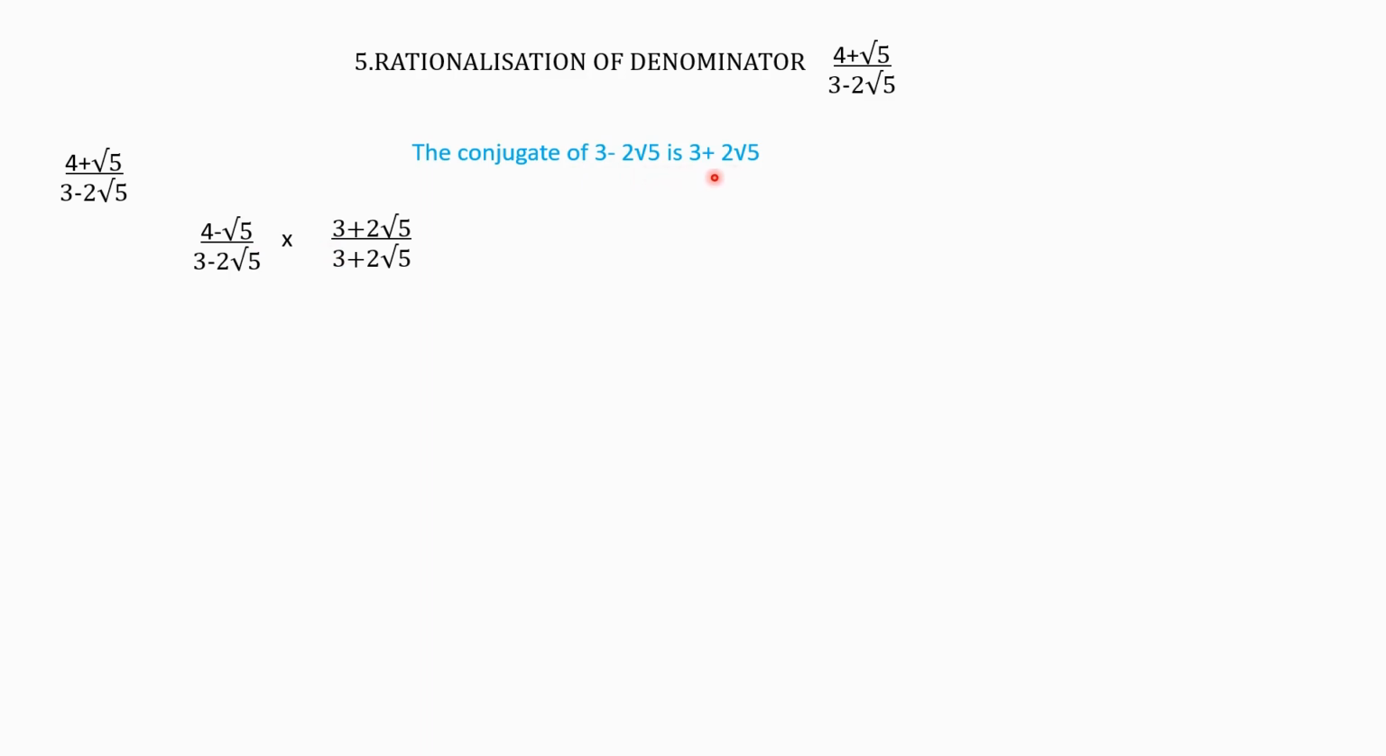Let us multiply (4 minus root 5) and (3 plus 2 root 5), divided whole by (3 minus 2 root 5) and (3 plus 2 root 5). Looking at it carefully, we have found the expression in the form of a square minus b square. So here we have 3 whole square minus 2 root 5 whole square.